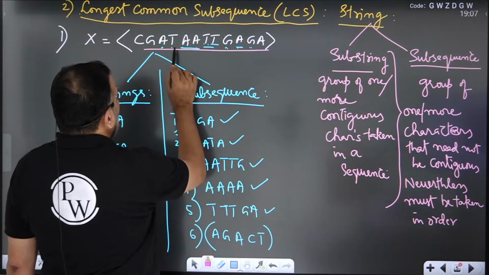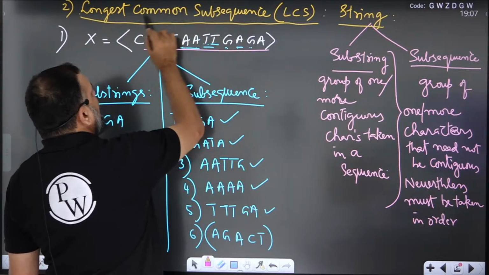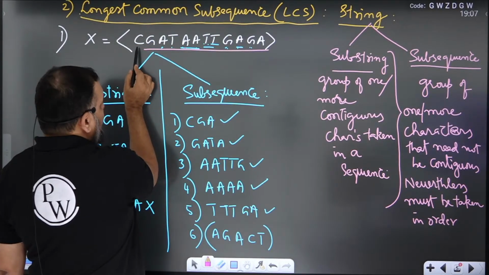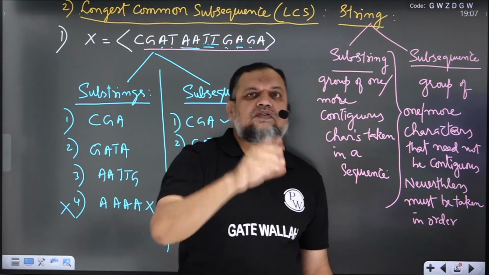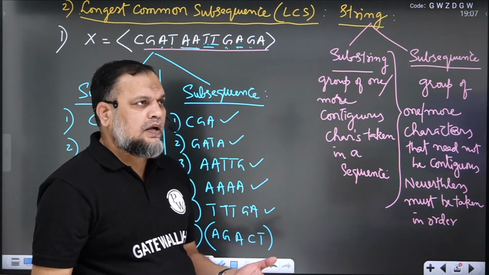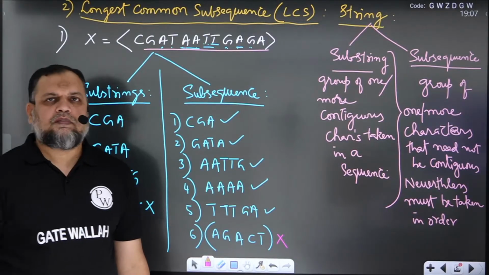Some student would say, sir, I will take this A, then G, then A. After that, I will go back like a circular queue and take C from here and then T. No, no, no, no. You cannot take a circular queue. You cannot assume the string like a circular queue and take. Okay? So therefore, this is not a valid subsequence. Hope the point is clear.